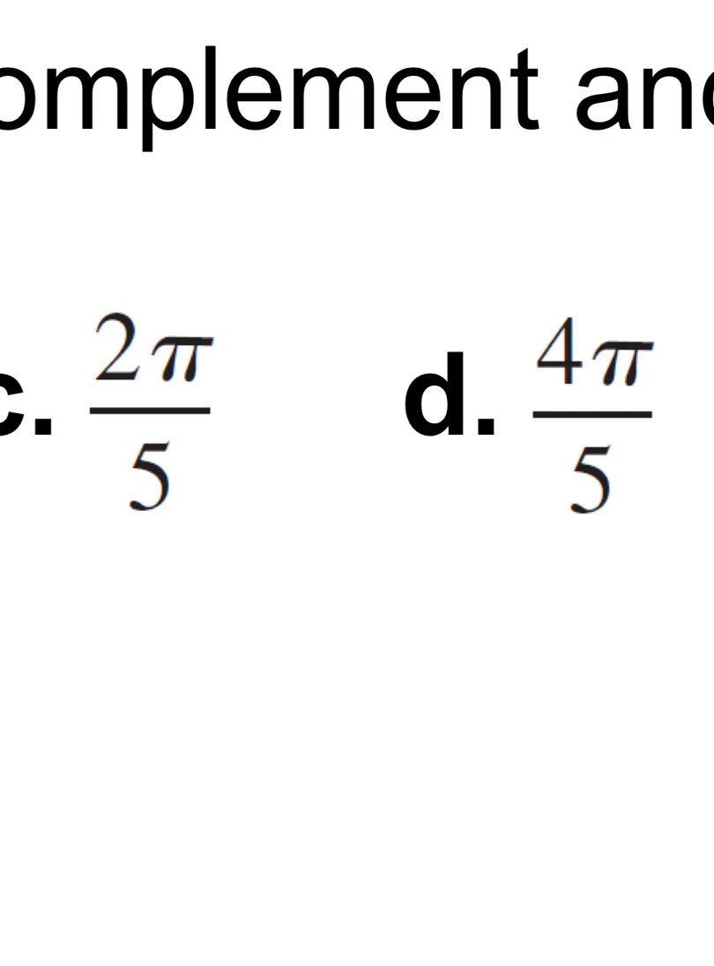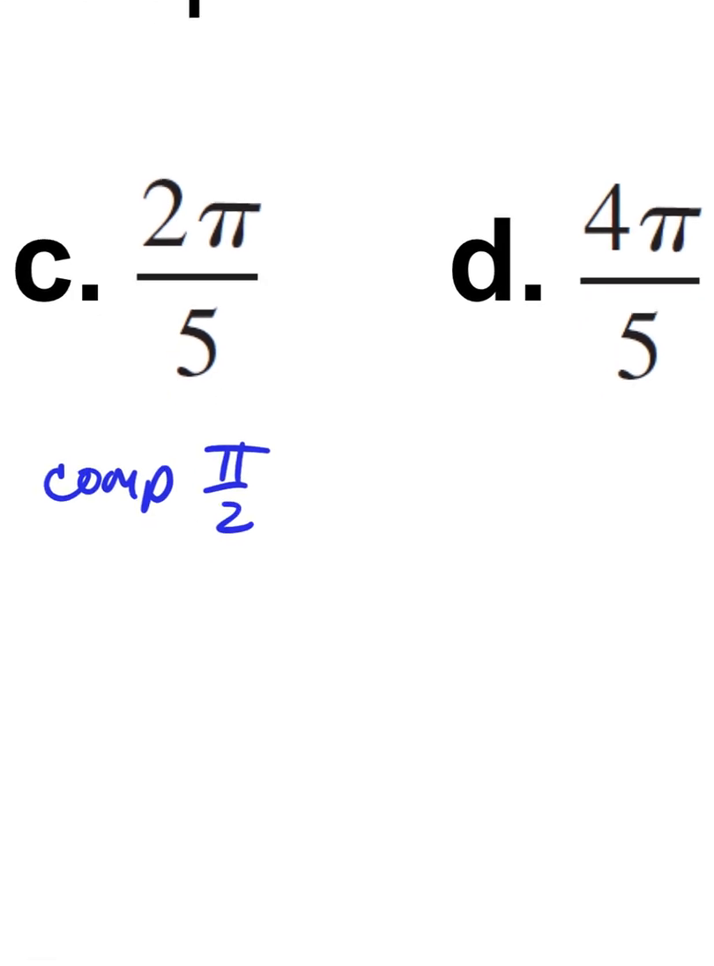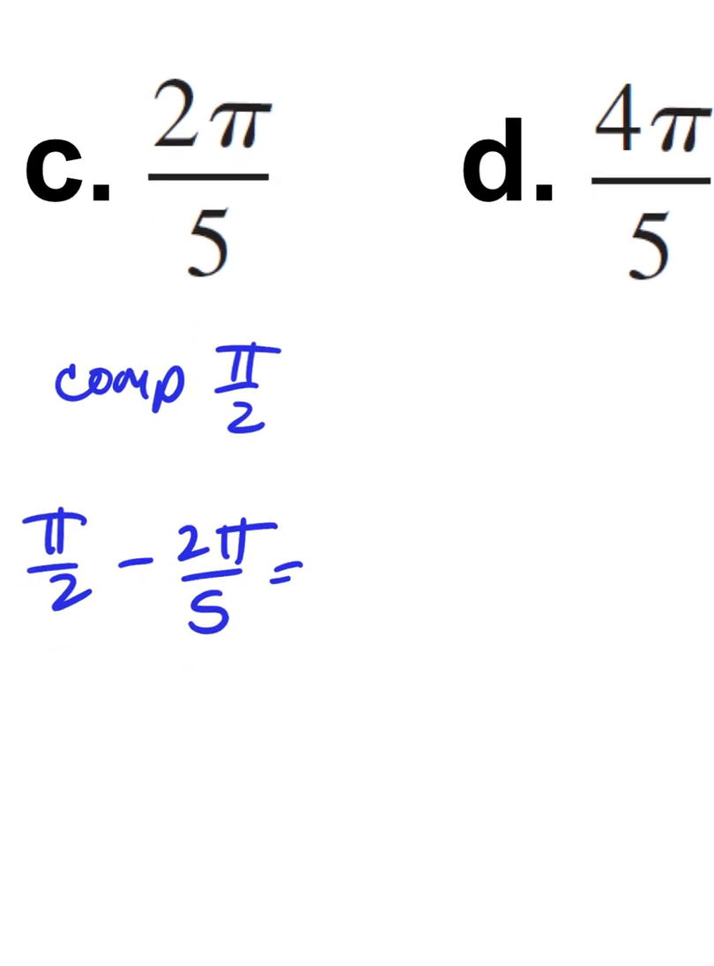But the easier thing to do is say, okay, if I'm going to find the complement, remember, complement is 90 degrees, which is the same as pi over 2, correct? Yes? So we're going to find the complement here. I'm going to say pi over 2 minus 2 pi over 5. The 90 and the 180, the pi over 2 and the pi come first. So we need a common what? Common denominator.